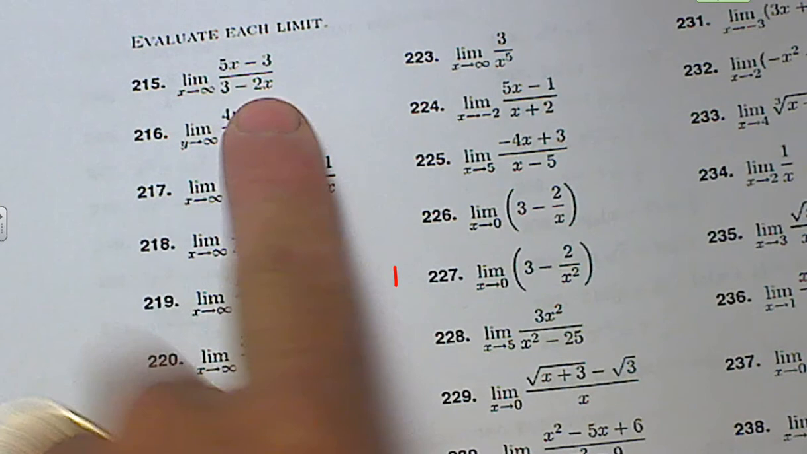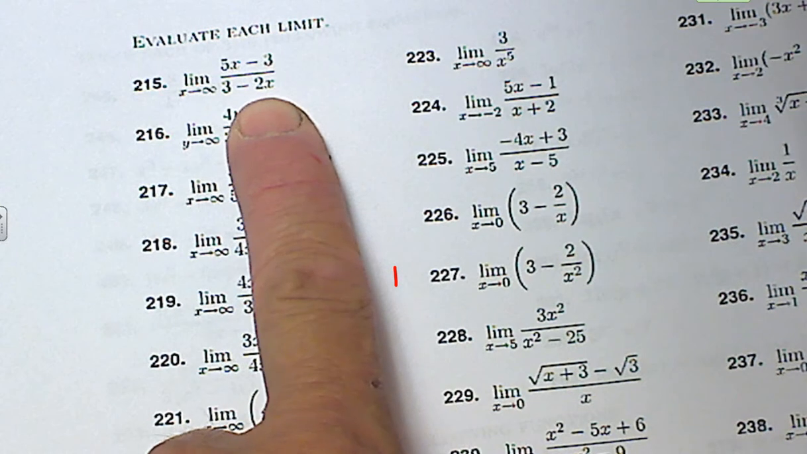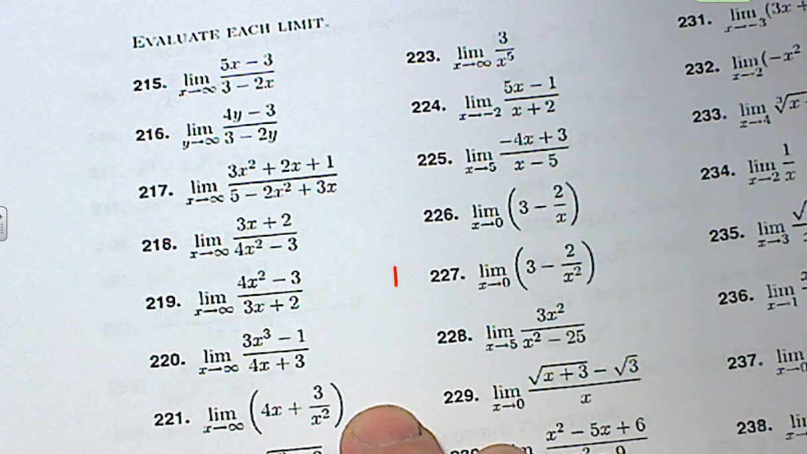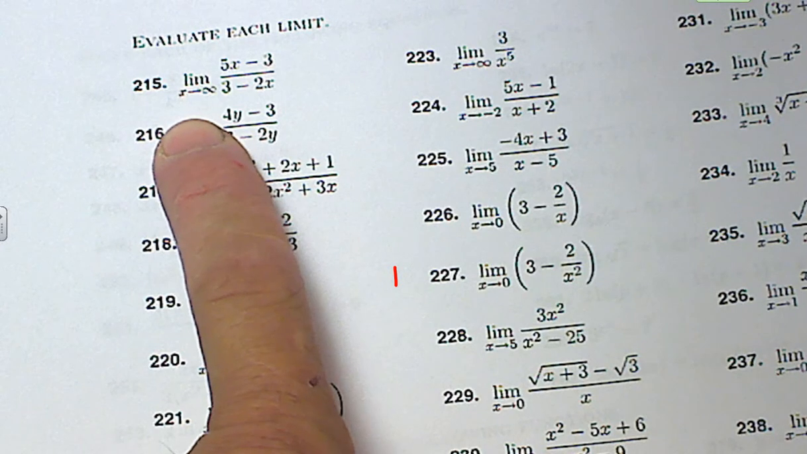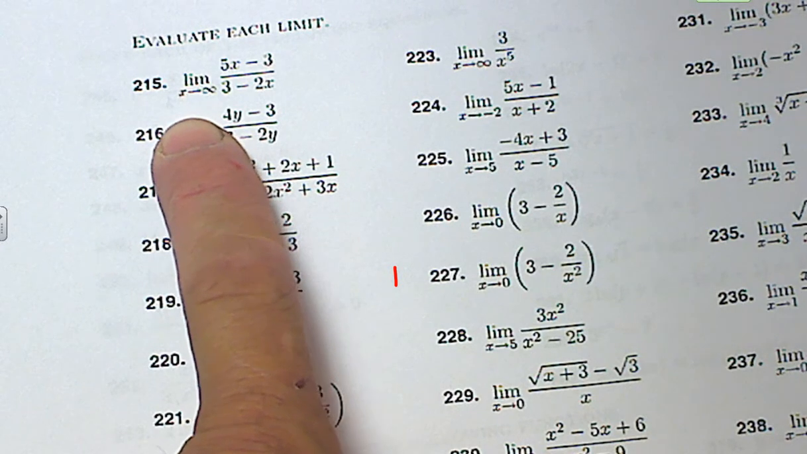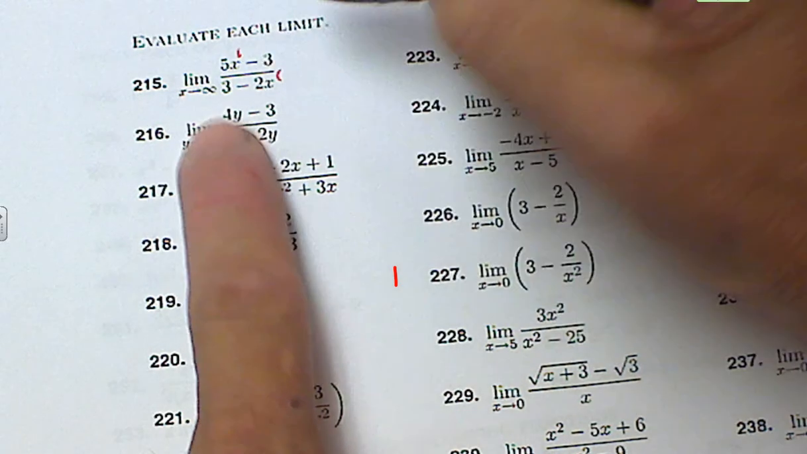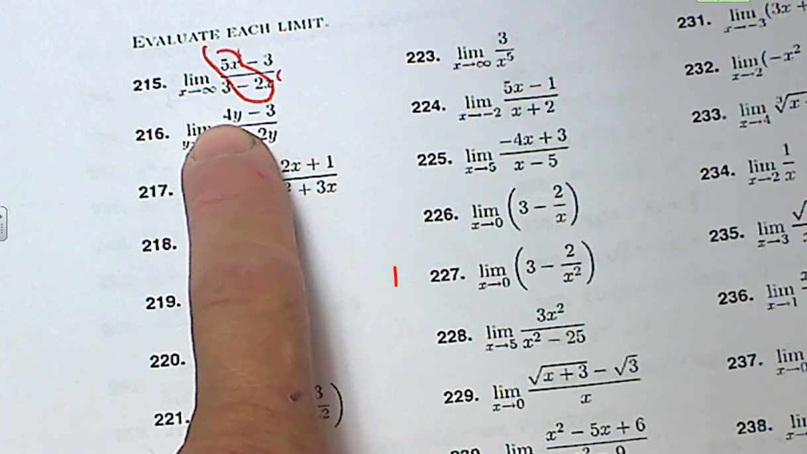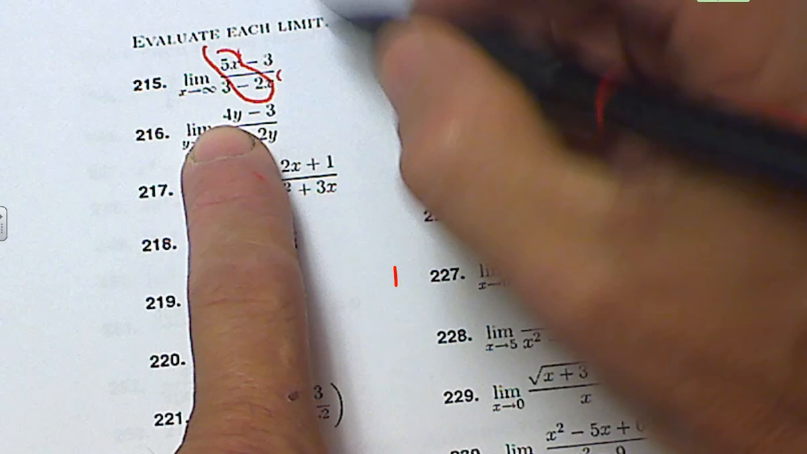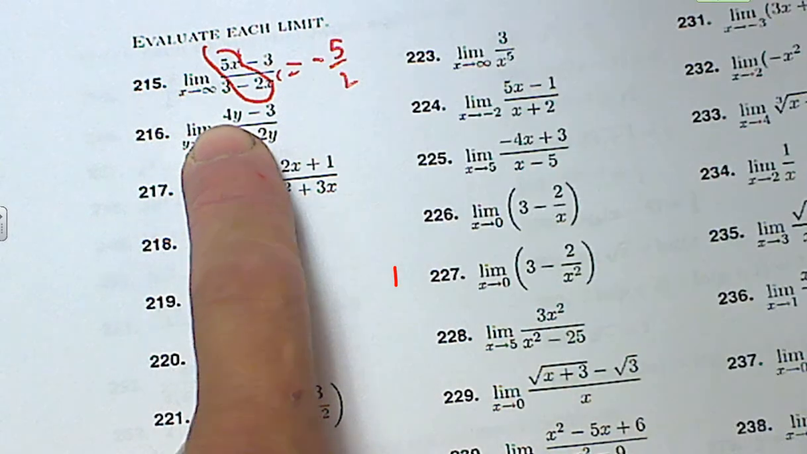Okay, so as I'm looking at this, we're evaluating the limit as x goes to infinity. I'm using what rules? The pre-cal rules are the same right here and here. So all I care about is the coefficients right there. 5 divided by -2 is -5/2.